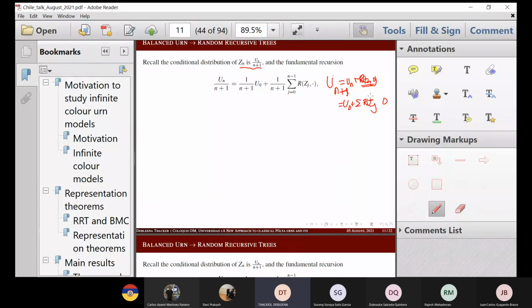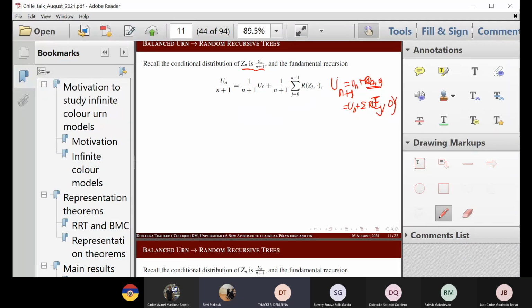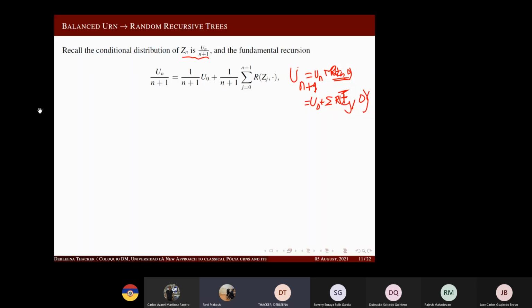My screen is not so good. So can you all see the writing? Yeah, okay. So this is the longhand. Let's forget the 1 by n plus 1 and let me go back to our full screen mode again. Okay, so it stays on.